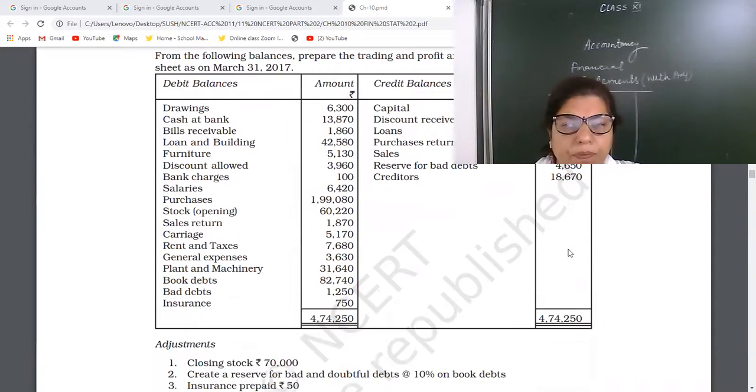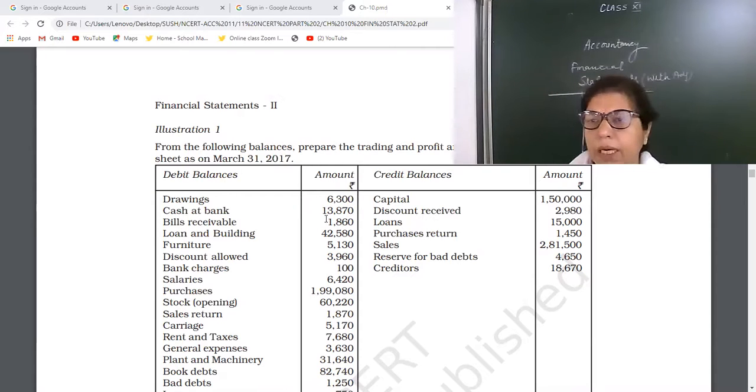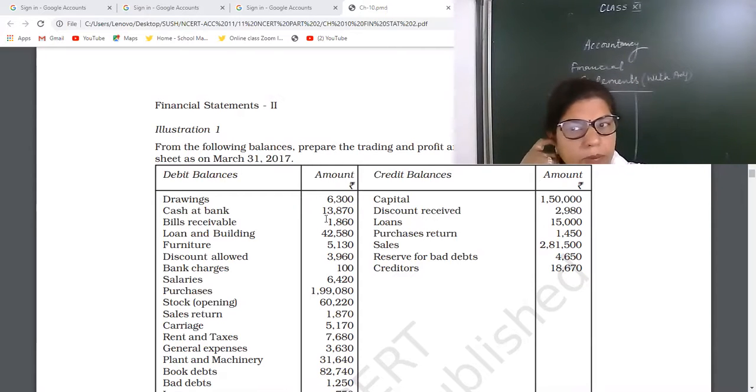Okay, see. Drawings, minus in capital, cash at bank, asset, bills receivable, asset, land and building is asset. This is not the loan, this is land and building, asset, and it will be shown in the balance sheet asset side. As you know, in the balance sheet there are two sides. One is asset, another is liability.